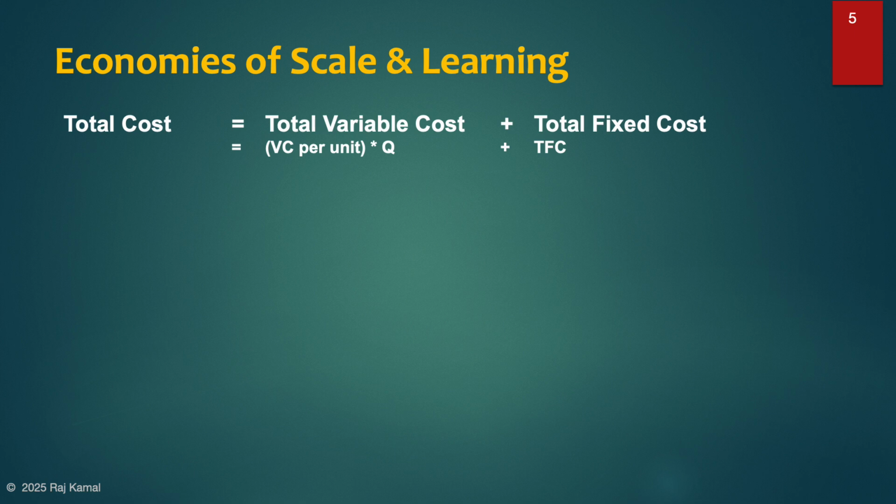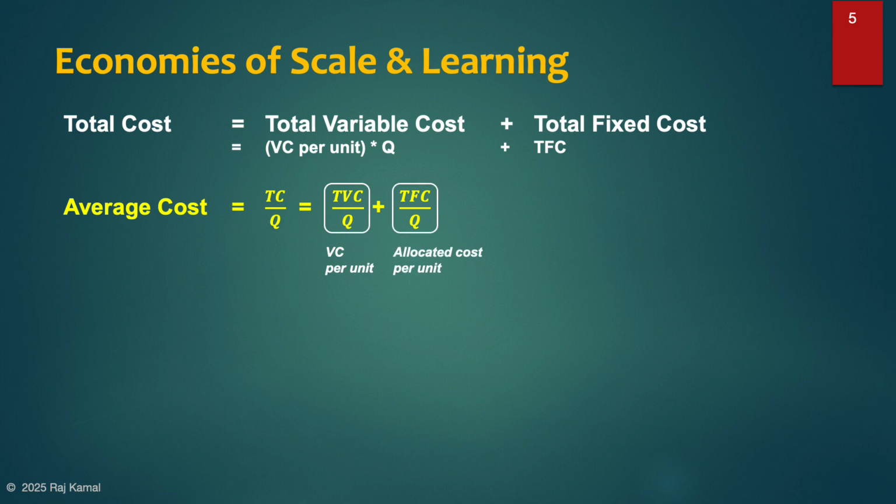Now, if we take a look at the average cost, it's basically total cost divided by the number of units we produced, which is equal to the total variable cost divided by Q and the total fixed cost divided by Q, Q being the quantity that is produced. Now, the TVC, total variable cost divided by Q, is obviously the same as variable cost per unit, and the TFC, the total fixed cost divided by Q, is the allocated fixed cost per unit.